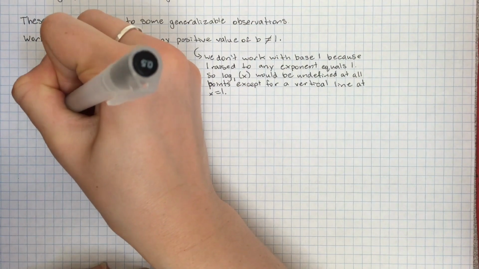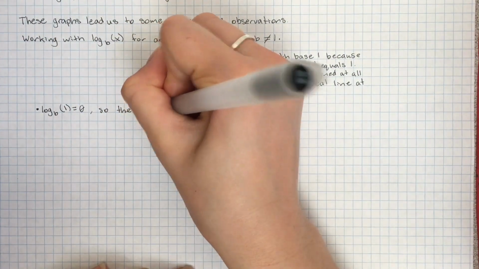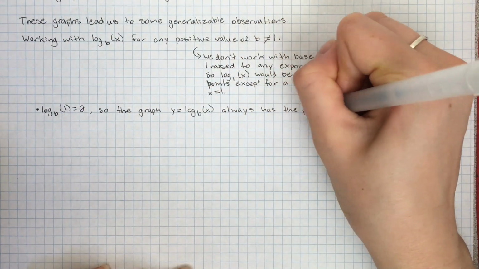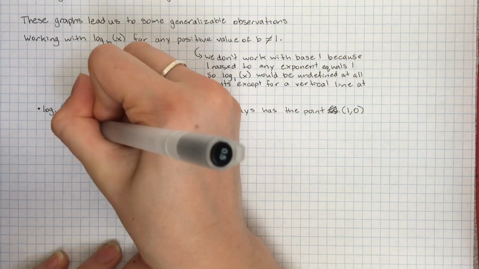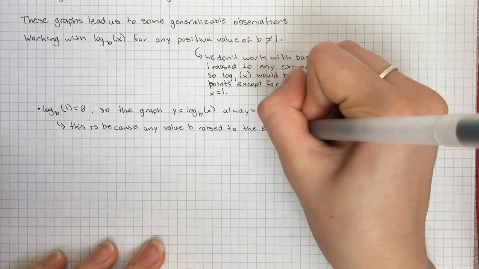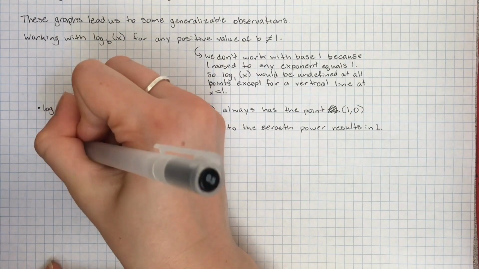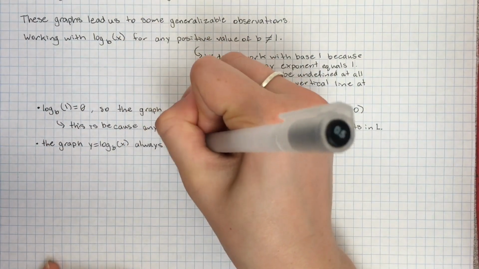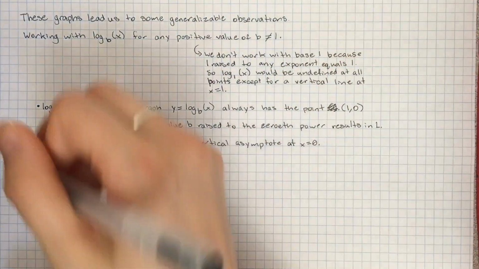The first generalizable observation that we're going to work with is this value of log base b of 1. It's always equal to 0. Basically, what this means is that any graph of y equals log base b of x will have the point (1, 0). This is because any value b raised to 0 will be equal to 1. The next observation is that the graph of log base b of x always has a vertical asymptote at x equals 0, or the y-axis. It's never going to cross that axis.